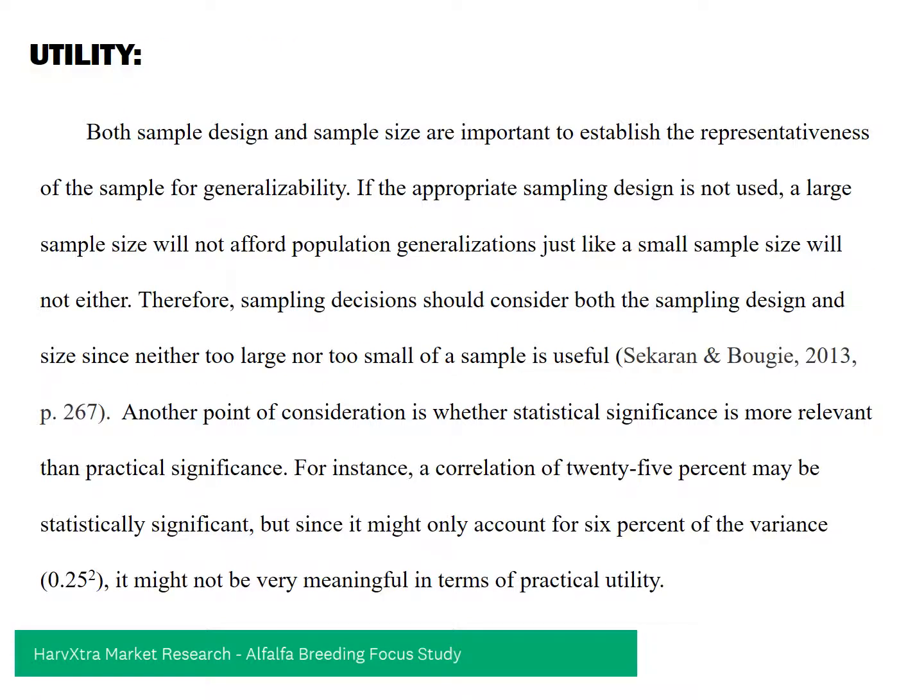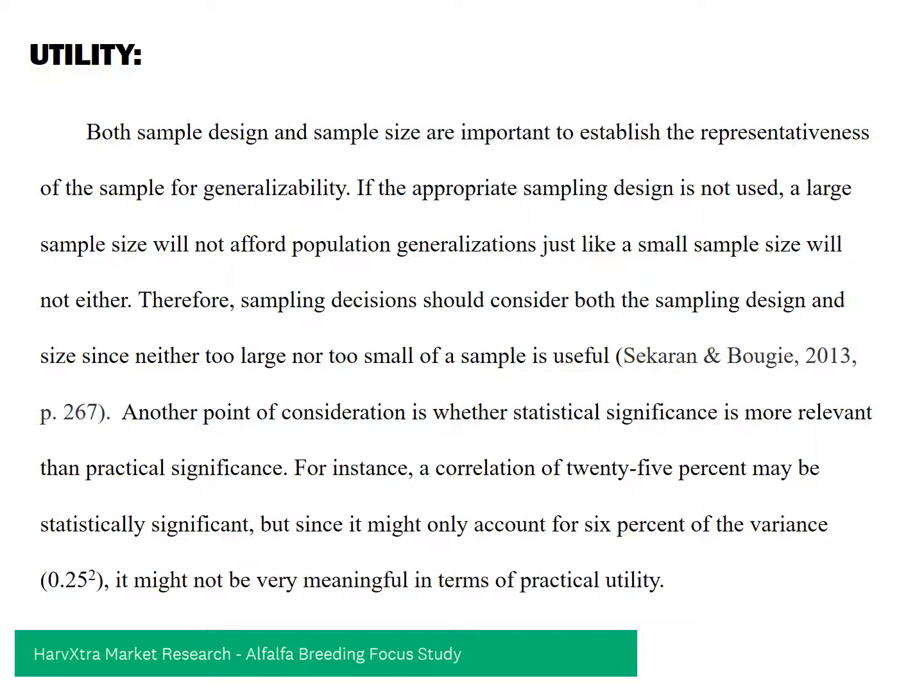The utility: both sample design and sample size are important to establish the representativeness of the sample for generalizability. So if the appropriate sampling design is not used, a large sample size will not afford population generalizations, just like a small sample size will not either. Therefore, the sampling decisions should consider both the sampling design and size, since neither too large nor too small of a sample will be useful for us.